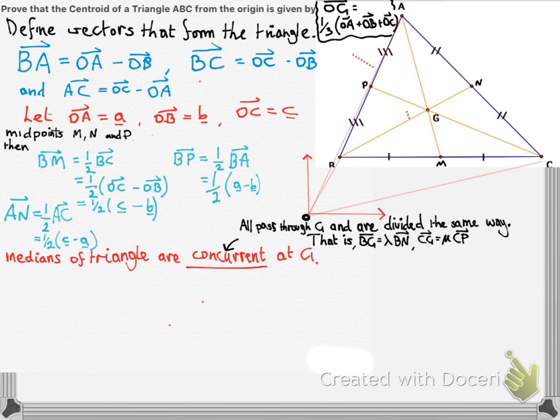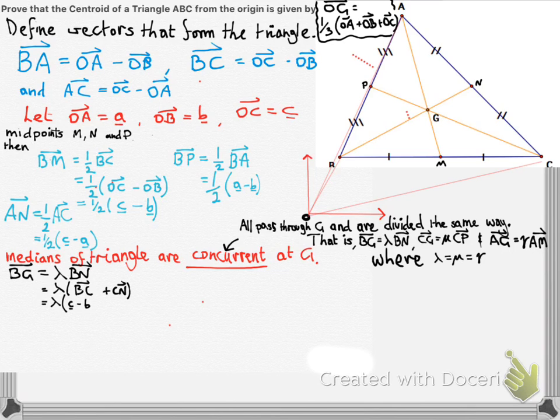And C to G, vertice C over to the centroid. Well, again, that's some fraction of C to P. And we can see that visually, but what's important is that they all have to be divided the same way, which means that the fractions denoted here by gamma, mu and lambda, that they all have to be the same. All the same fraction, meaning that they're all divided the same way. That's what concurrent means. So let's start with that.